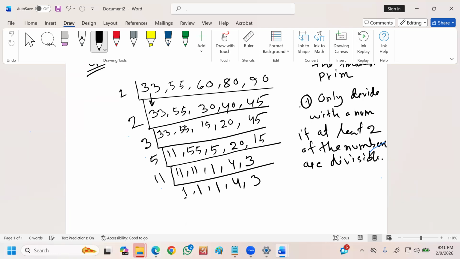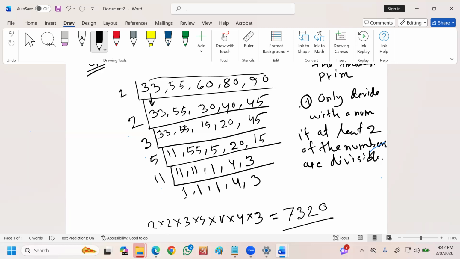Now what we have to do is multiply all the numbers, right? That becomes 2 times 2 times 3 times 5 times 11 times 4 times 3. It will be a big number, right? Can you calculate it? Sir, 7320. So the answer is 7320. That means the LCM of these five numbers is 7020.